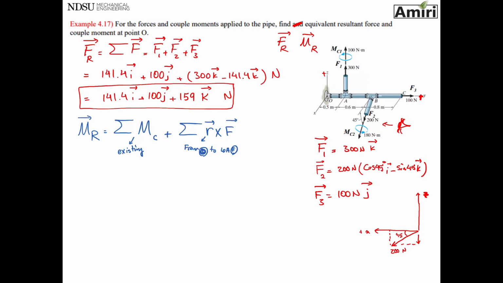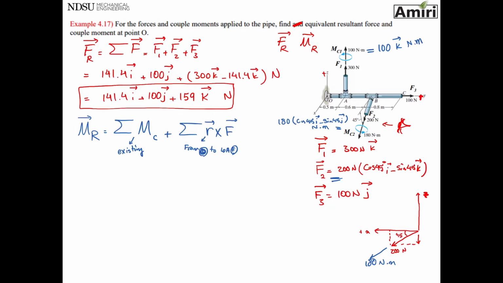So let's see. We have two existing couples moment. Which I'm going to write right there on the figure. MC1 is the same as F1, or the direction is same as F1. So the magnitude is 100 Newton meters, and the direction is plus Z. So that's 100 K Newton meters. MC2, moment of couple 2, is 180 Newton meters, but the direction is same as F2. Okay, so that means my MC2, I'm going to write it right here on the figure, is going to be 180 cosine 45 I minus sine 45 J Newton meters. Okay, that's my existing.